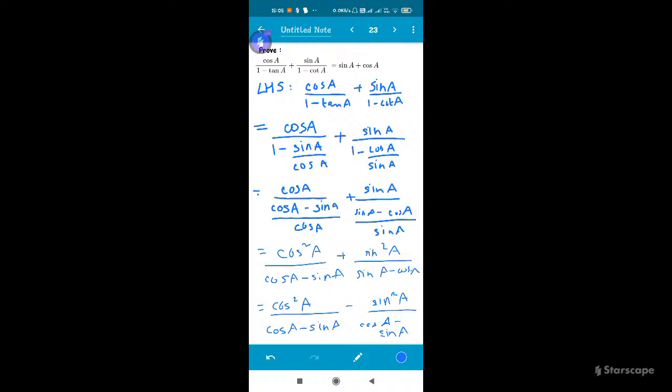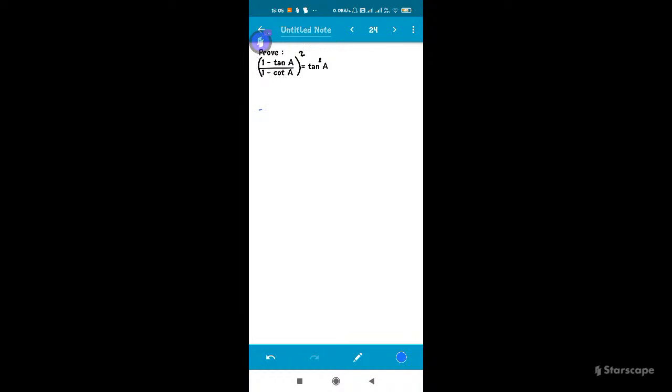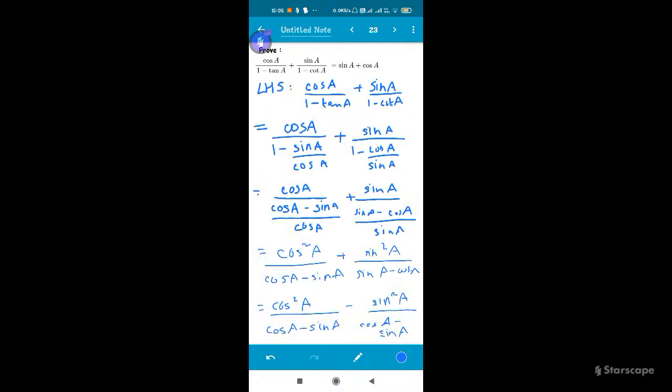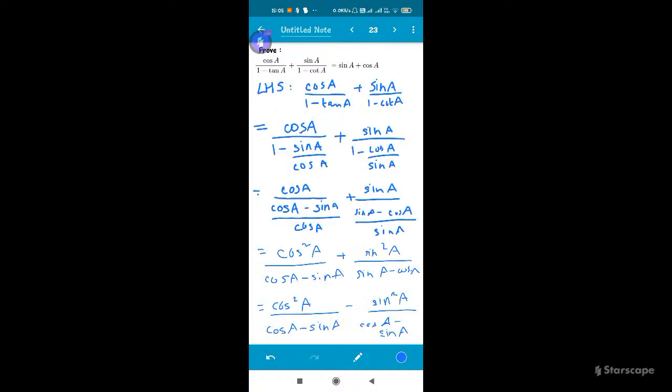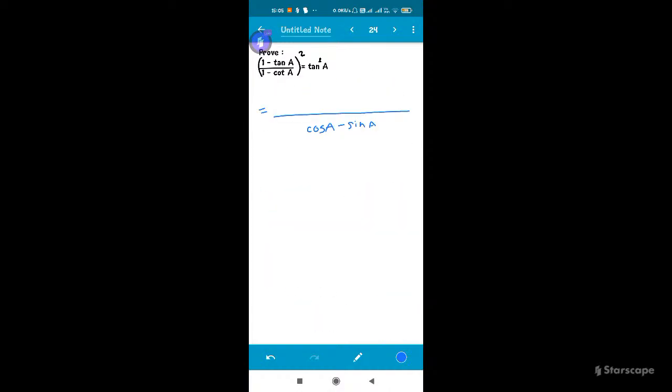Now both the denominators are same, so we can write it under a single fraction bar. I don't have space here, so I'm continuing it in the next page. My denominator is cos A minus sin A and in the numerator I have cos square A minus sin square A. In the numerator we see that it is of the form a square minus b square.